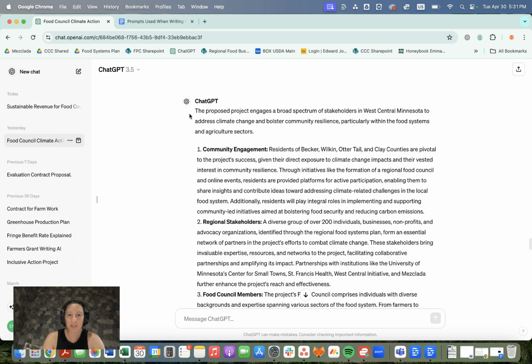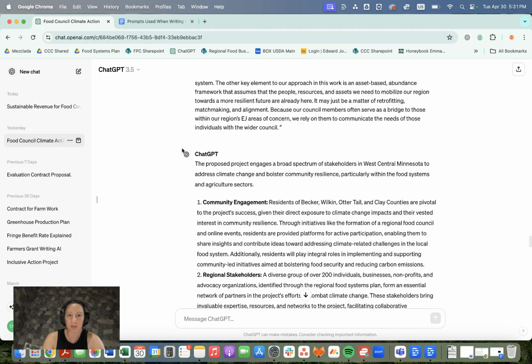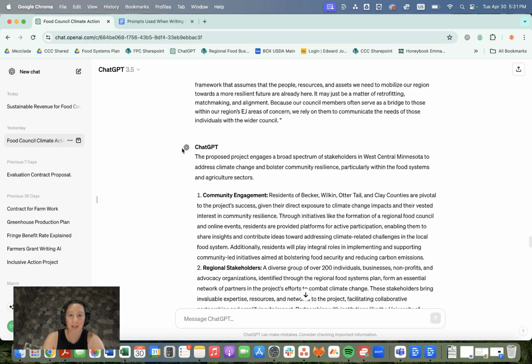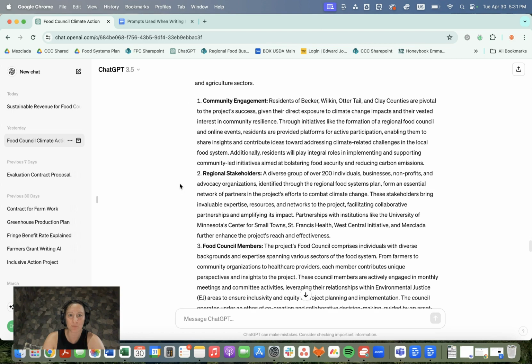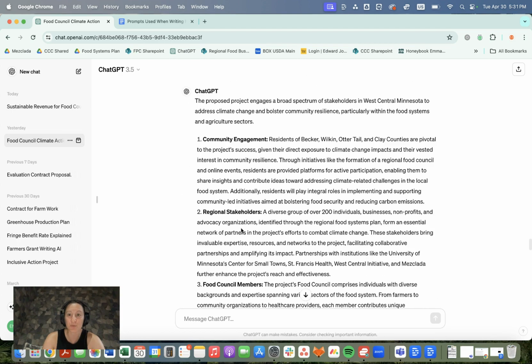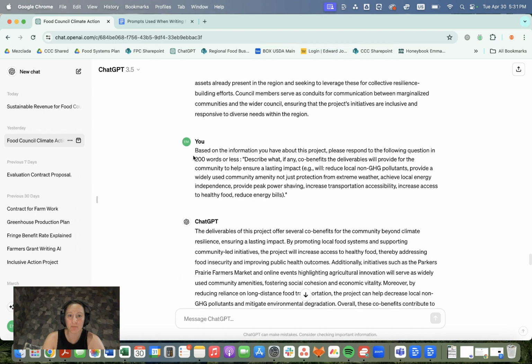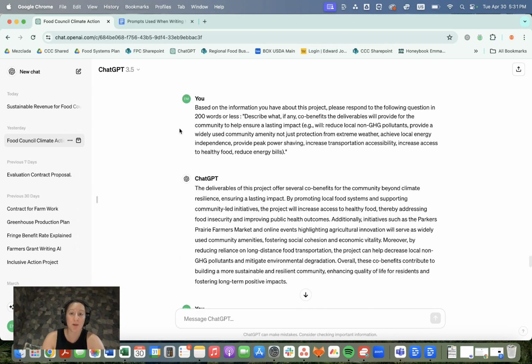And then the next one that I did, the proposed project engages a broad, I think that might have been because it was a lot of text, right? This is a lot of text. And then what we did was what it spit out in terms of reducing content. So this is talking about stakeholders. Okay, based on the information you have about this project, please respond to the following question in 200 words or less. Describe what, if any, co-benefits the deliverables will provide for the community to help ensure a lasting impact.